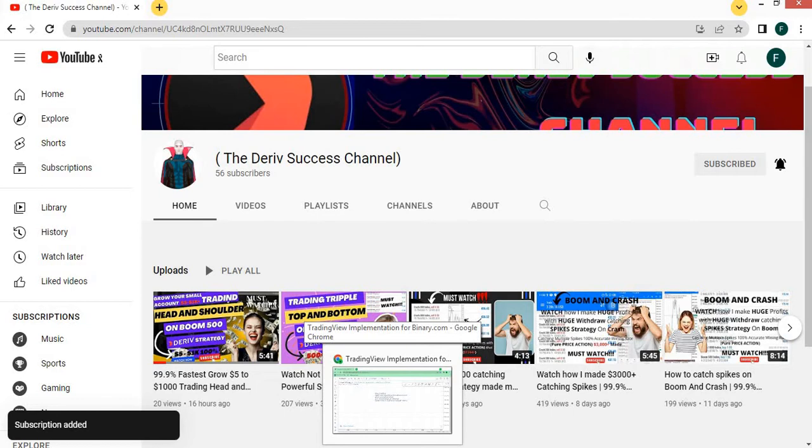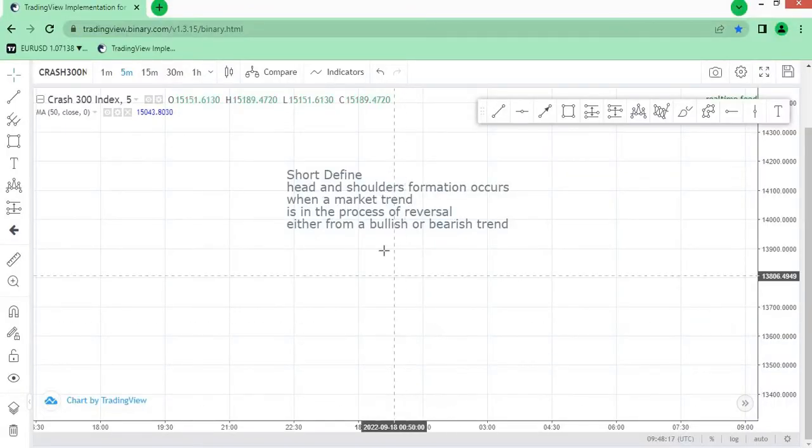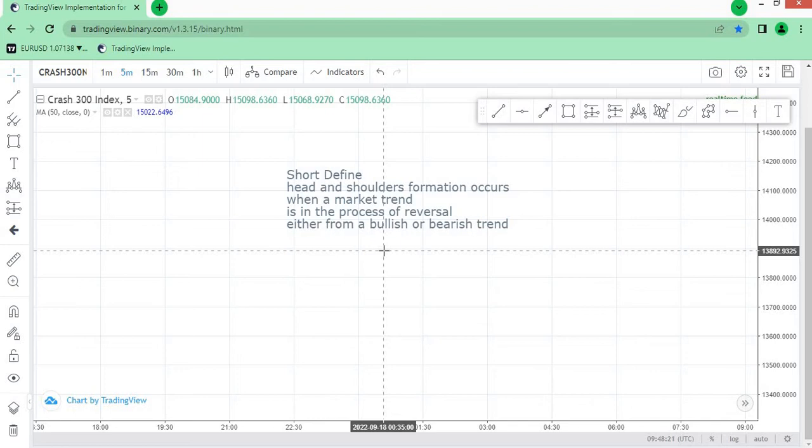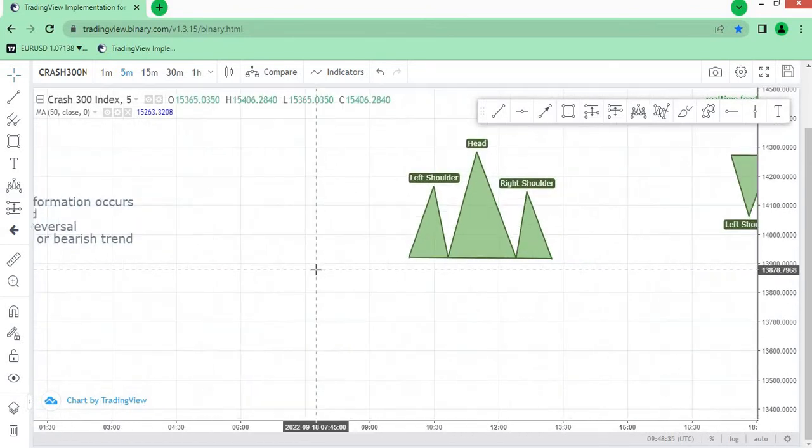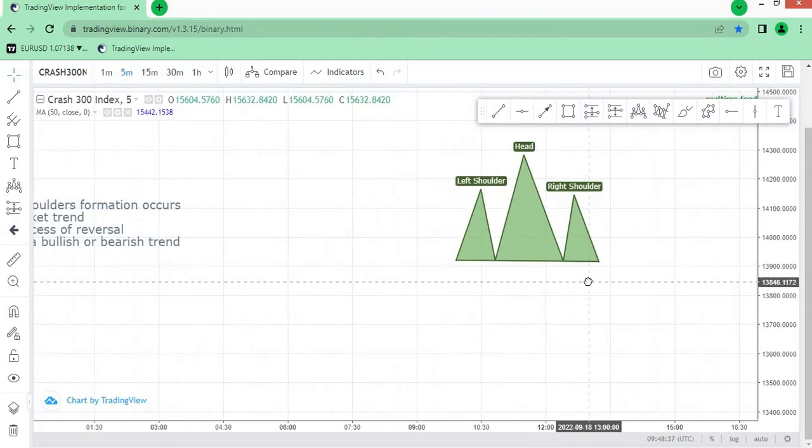So let's dive into the pattern, guys. Now this is a short definition of the head and shoulder. Head and shoulder formation occurs when a market is trending. It is the process of reversal from either a bullish or bearish trend, guys. Now this head and shoulder occurs when the market is trending, maybe bullish or bearish, guys. Now this is the first head and shoulder, guys. This is how a head and shoulder looks like, guys.